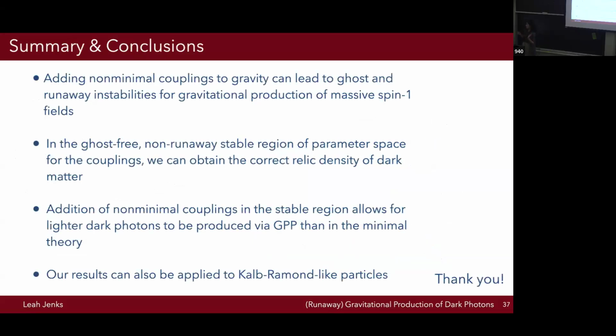Okay, so I think I'm almost out of time, so I'll just end here with my summary and conclusions. So we've discussed adding these non-minimal couplings to gravity when considering the GPP of dark photons and shown that they can lead to these instabilities, ghost instabilities and this runaway instability. There is a region of parameter space which is both ghost-free, runaway-free, and subluminal, where we can get the correct relative abundance of dark matter. And then adding these non-minimal couplings basically opens up the parameter space a little bit more, where you're able to get this correct dark matter abundance. And then I've also just briefly mentioned that these results can be applied also to Kalb-Ramond fields and Kalb-Ramond-like particles. So with that, thanks so much for your attention, and I'm happy to take more questions.